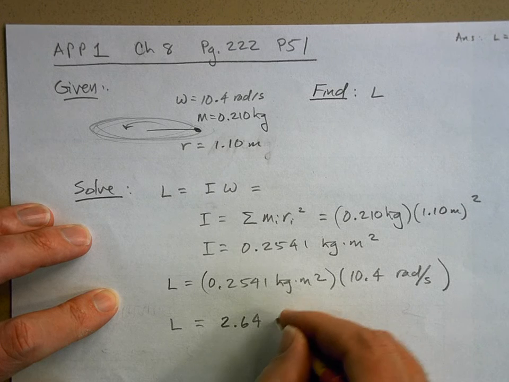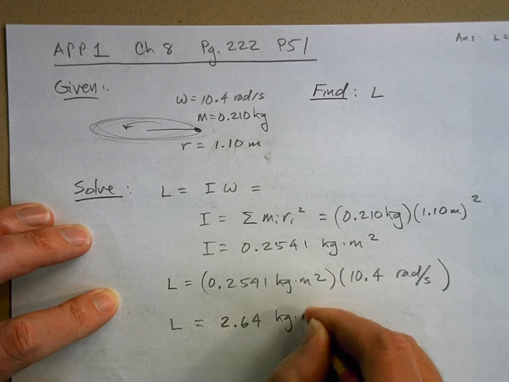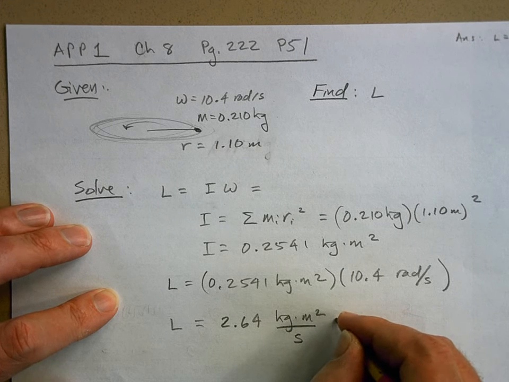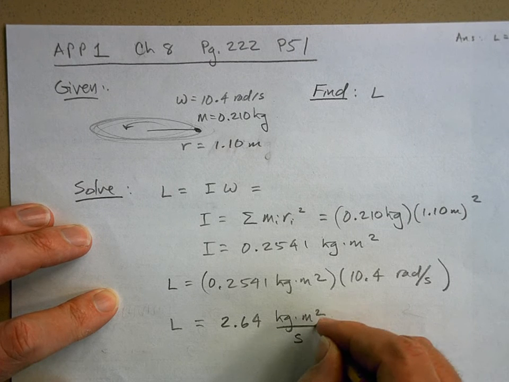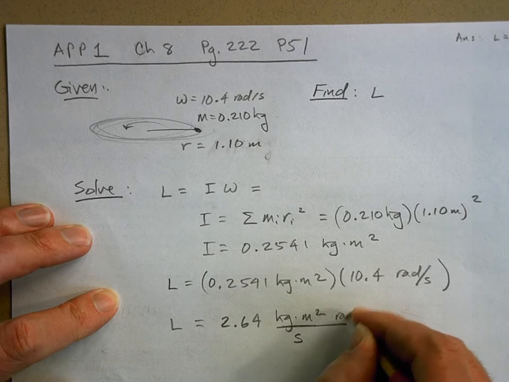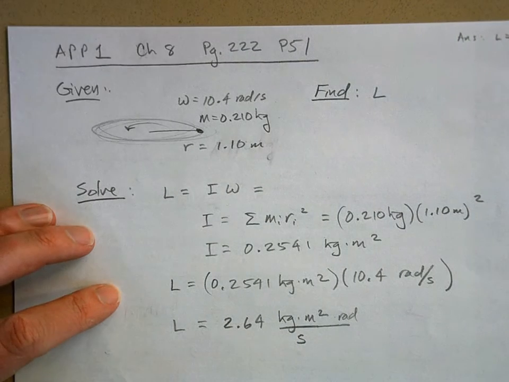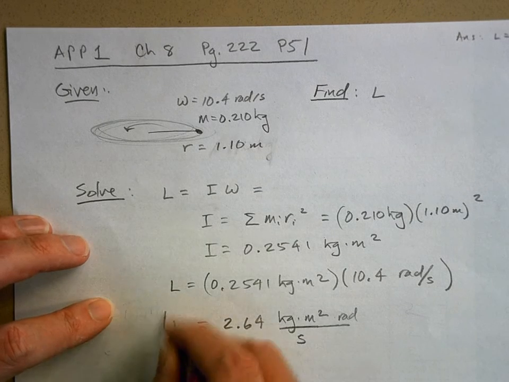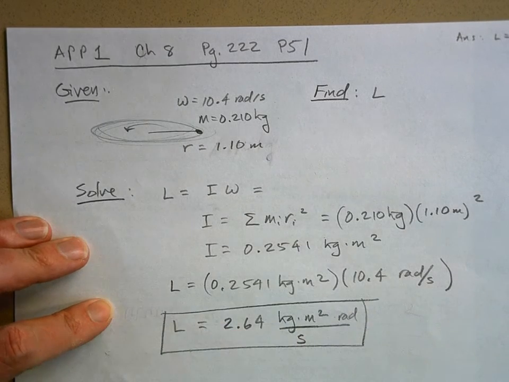And what are the units? Kilogram meter squared per second. If you want to put the radian in there, you can. It's not wrong to do that, radians, but you can just leave it with kilogram meter squared per second. And that's my answer.